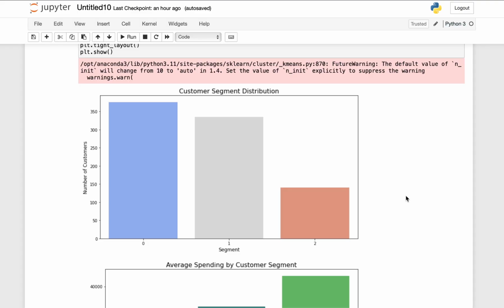And then segment 0 are low spenders. This is our largest group, but they contribute the least to our overall revenue. These customers make frequent but low value purchases. Now, when we're discussing average purchases per customer, the smaller high value segment tends to make fewer purchases, but larger purchases compared to the other segments.